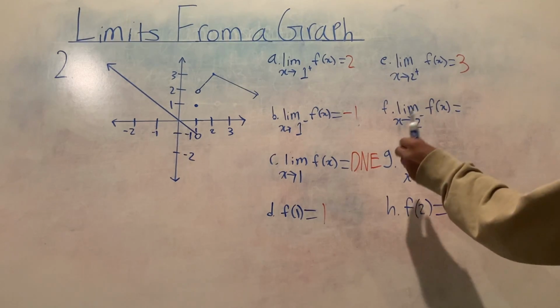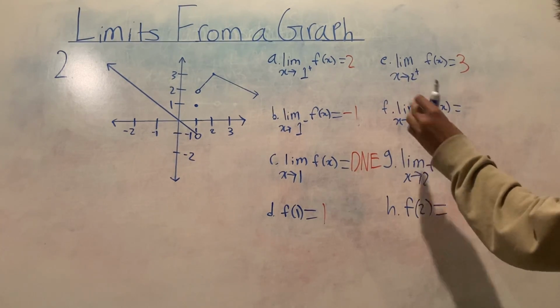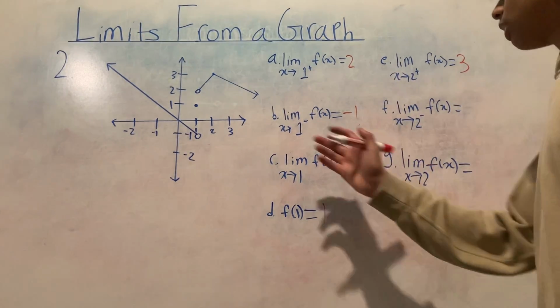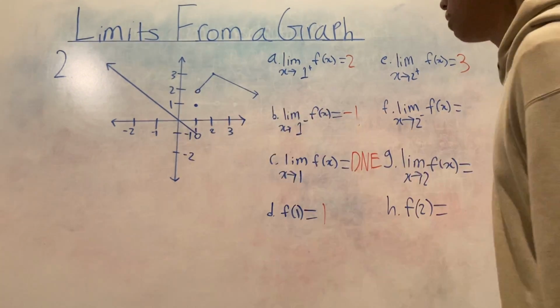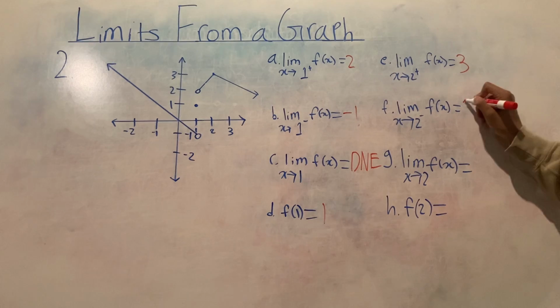And now F, we have limit as x approaches 2 from the left. Even though it's coming from the left, it will still be the same answer because they're both intersecting at the same point. So it's 3 again.